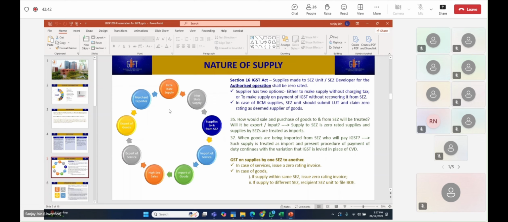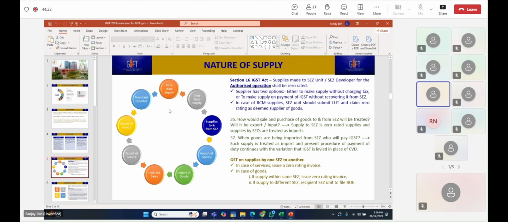Similarly, supply to an SEZ unit is zero rated. If the SEZ unit is also doing export, that is also zero rated. So both your transactions, inward as well as outward, are covered under the zero rated provision. Section 16 provides you flexibility: if your supply is zero rated, then you can charge GST and claim the refund, or alternatively you can supply under LUT if you are doing export.